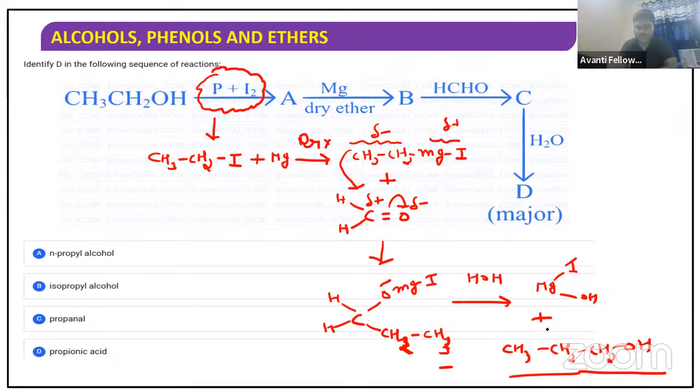ठीक है, तो प्रोपेनॉल, 1 डिग्री अल्कोहल का फॉर्मेशन हुआ. So the correct answer is option A. तो ऑप्शन A करेक्ट होगा बेटा, ना कि ऑप्शन D. Got it? And this is a very common question, right?